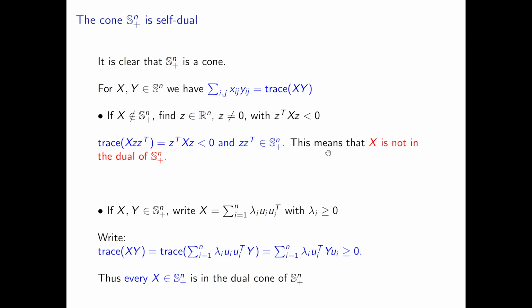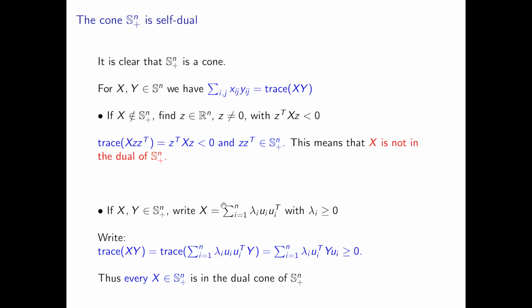The conclusion of this calculation is that any matrix that is not positive semi-definite cannot be in the dual cone of the set of positive semi-definite matrices. Does that make sense? That's what this calculation does. The second calculation is the following.